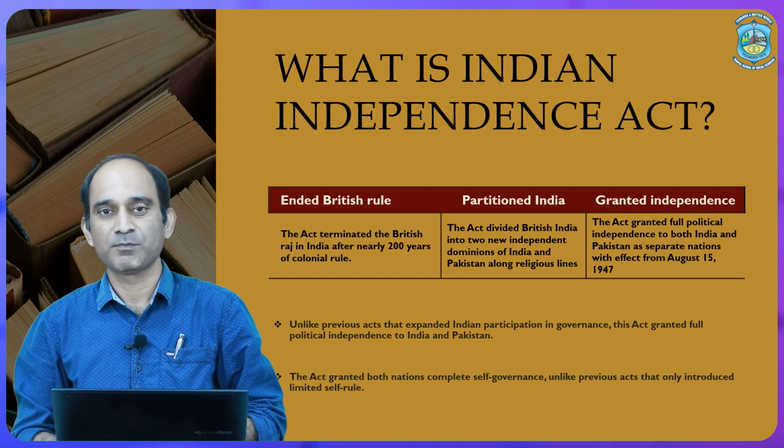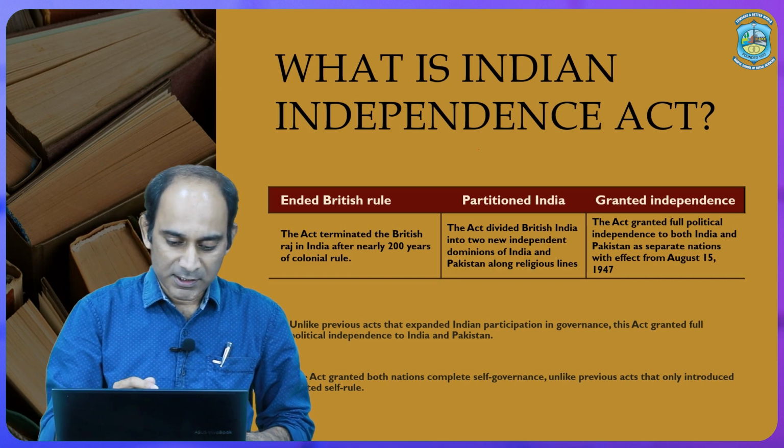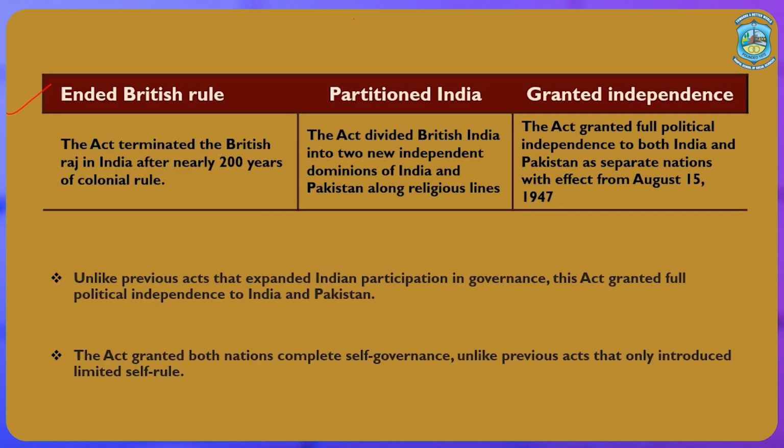The answer to this question is that this act did three most important things. First, the act terminated the British Raj in India after nearly 200 years of colonial rule. Second, the act divided British India into two new independent dominions of India and Pakistan, and this division was based on religious lines. Third, the act granted full political independence to both India and Pakistan as separate nations with effect from August 15, 1947.